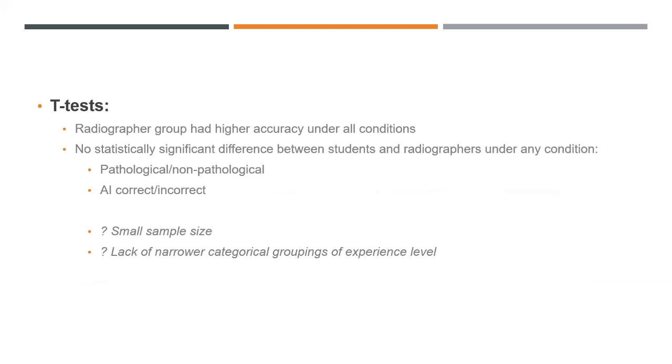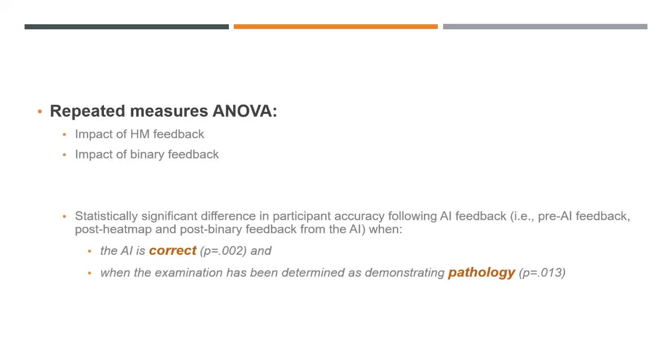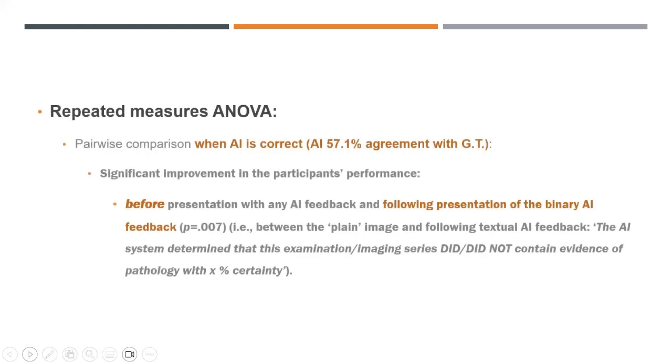So basically the t-test found there was no difference in the student and radiographer group, but that might be due to issues with the sample. The repeated measures ANOVA found that there was a statistically significant impact of the AI under 2 of the 4 conditions, so when the AI was correct, and in the pathological studies. The post hoc analysis was the important bit for us, and it clarified this with a bit more detail. It found that there was an increase in performance, so agreement with ground truth, before feedback of the AI and after presentation of the final feedback. So it was beneficial to the users.